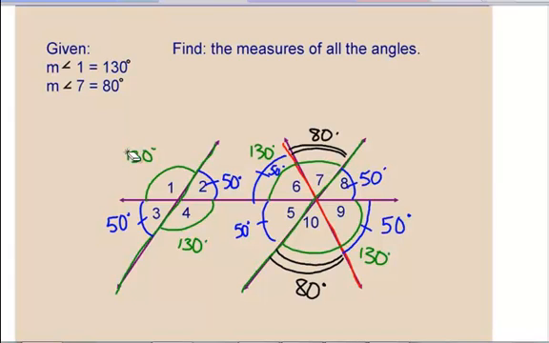So here we know that angle 1 is given as 130 degrees, angle 7 is given as 80 degrees. So that's our given. So these four should be pretty easy to figure out over here. So now let's move over to these. What I have is the green and red transversal intersecting each other. Well, since this is 80, this down here is 80 as well because they're vertical angles.